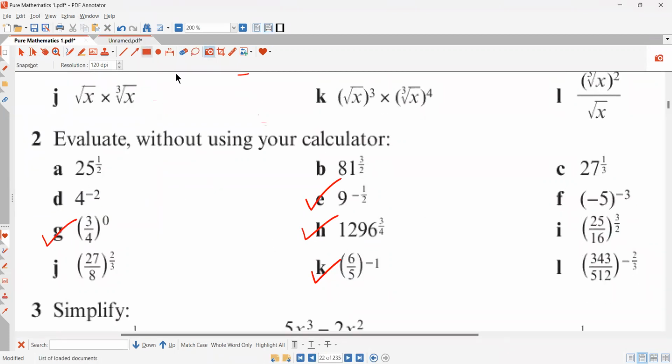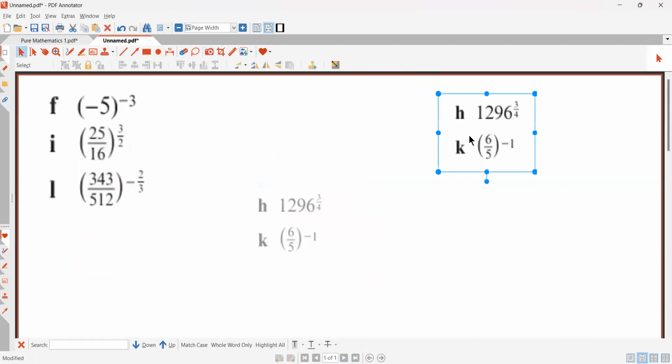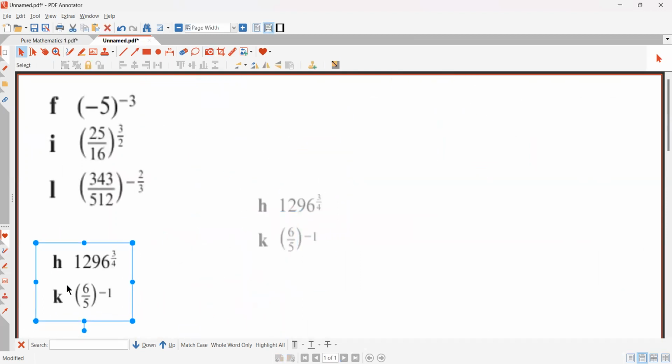So K and H. So these two, right? So let's do K and H over here. Clipboard. Paste. You know what? Let me do this. Okay, let me do it step by step. Everything. So let's start with F.